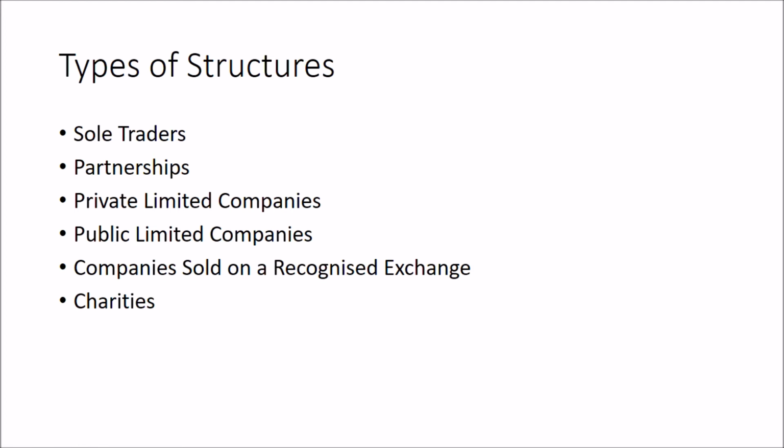So, sole traders: a sole trader is a person who trades on their own, running a business. They might employ other people, but they are the sole owner and fully responsible for the liabilities of the organisation. They have unlimited liability, but the highest level of control over decision making and no disclosure requirements.